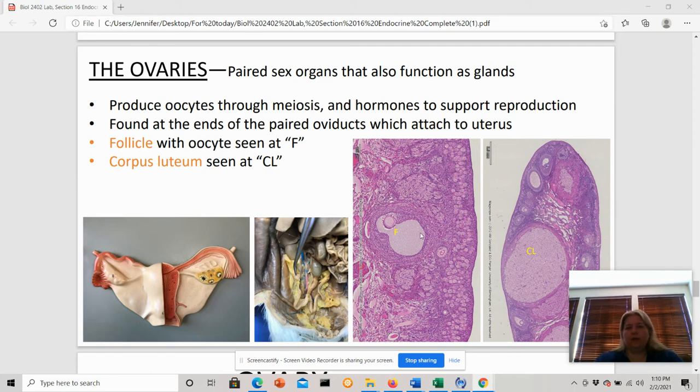This would be a section of an ovary, and this is a follicle. And once a follicle expels the oocyte, which is what this is right here, it will then form what's called a corpus luteum. And it's important to understand because the follicle and the corpus luteum both produce hormones.